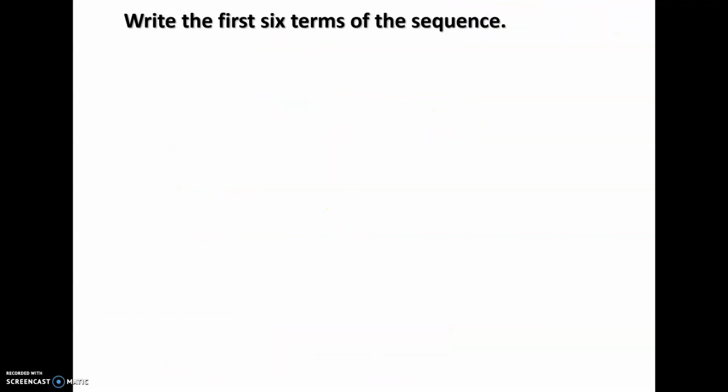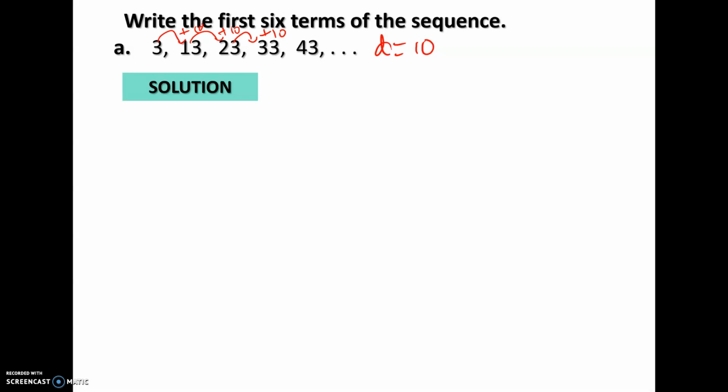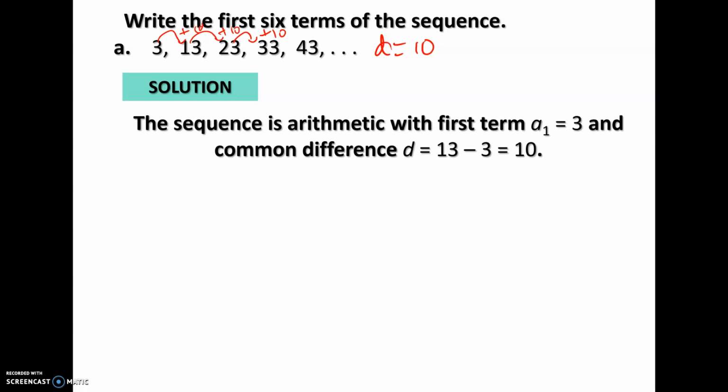Okay, next example, write the first 6 terms of the sequence. Okay, so you can see to go from 3 to 13, I'm adding 10. I add 10 again to get to 23, add 10 and 10. So this is arithmetic. So my common difference is 10. Okay, so if I want the first 6 terms, then I have so far 1, 2, 3, 4, 5. Then I just add 10 again, and I will get the next one. Okay, so a sub 6, if I add 10, is 53.